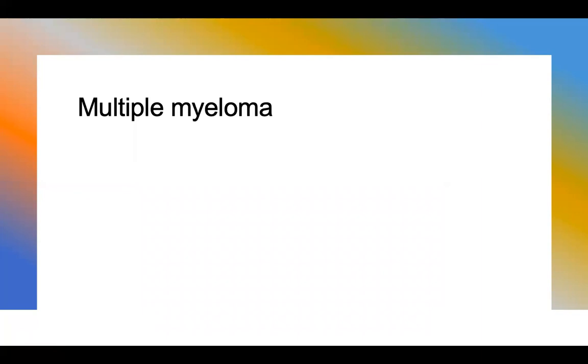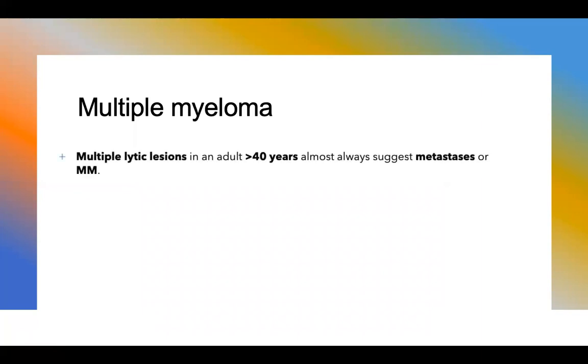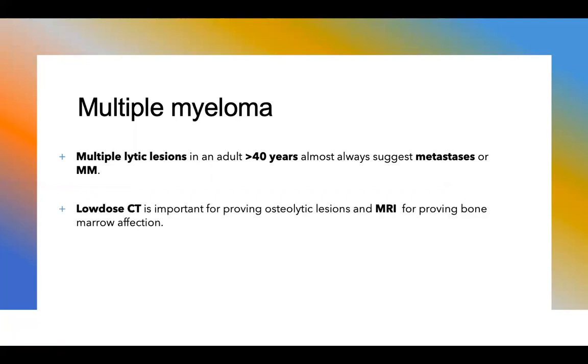And last but not least, there is multiple myeloma. When multiple lytic lesions in an adult older than 40 years old appear, there's always a suggestion of metastasis or multiple myeloma. Low-dose CT is important for proving osteolytic lesions, and MRI for proving bone marrow affection. Whole body MRI is suitable for demonstration of the tumor burden.